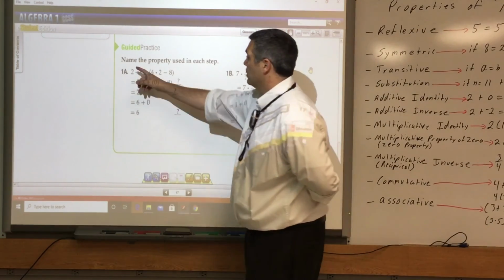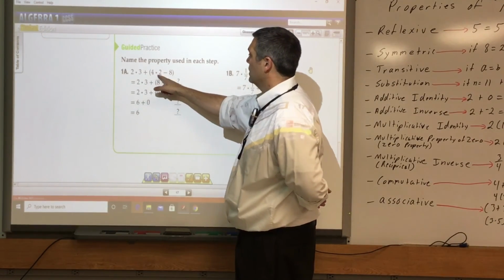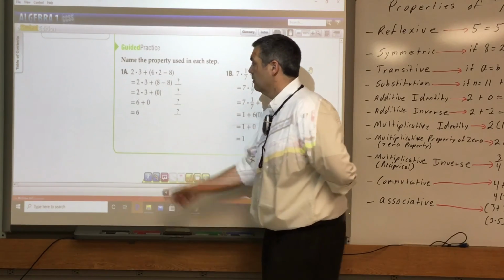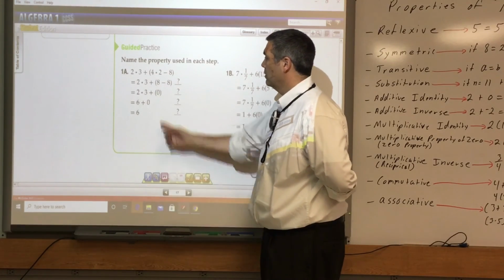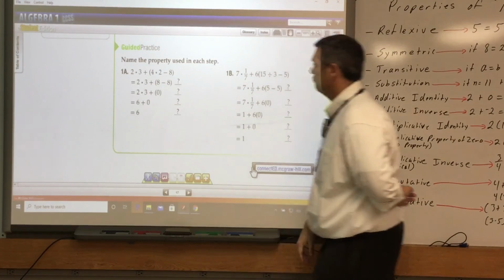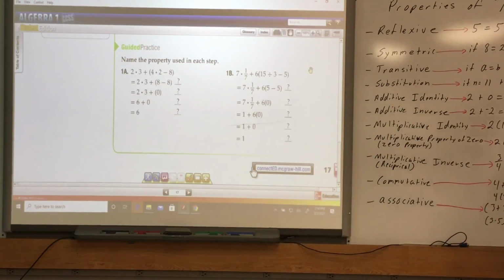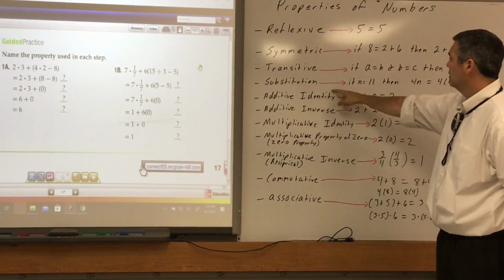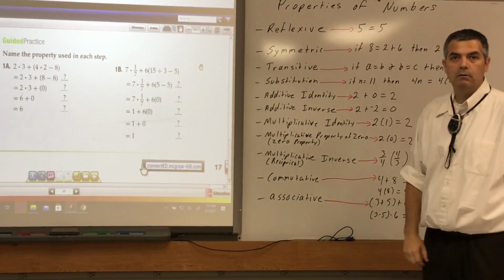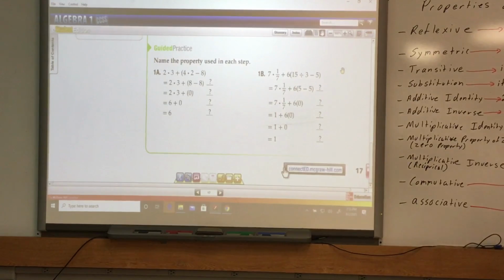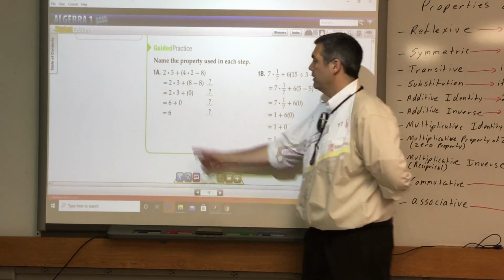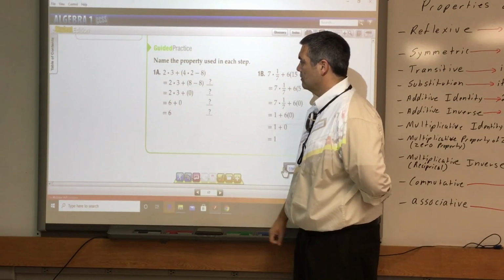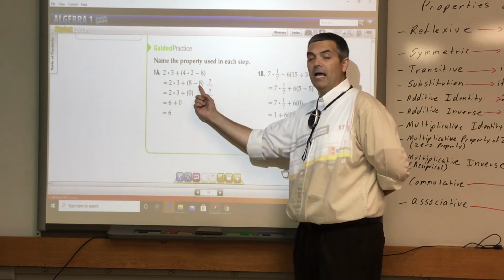Okay? So 2 times 3 plus 4 times 2 minus 8. Well, they did 4 times 2. That got them 8. Multiplication, I believe that is substitution again, because those are equivalent. Okay, so substitution. Then they did 8 minus 8. Well, this is additive inverse.